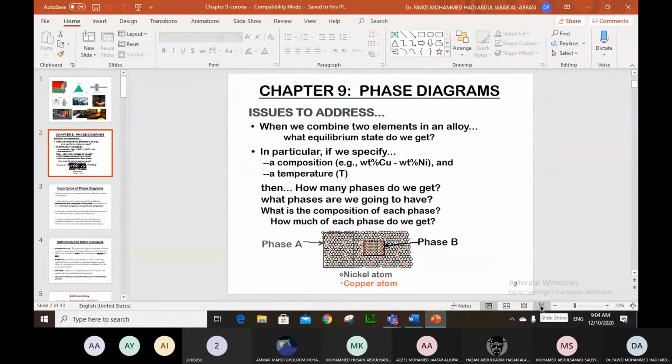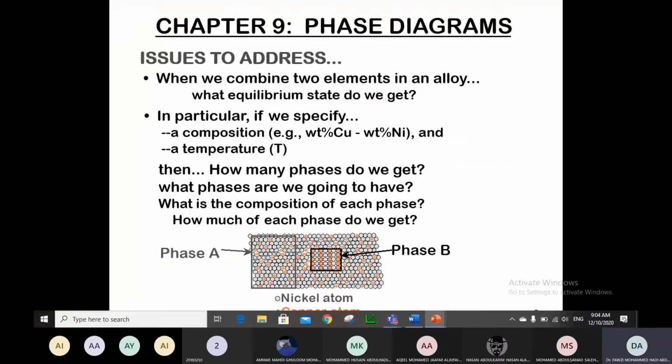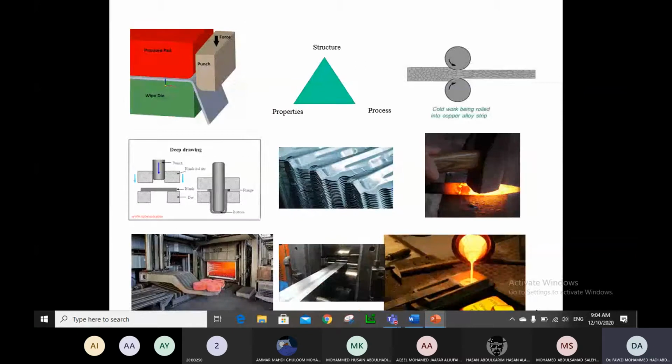So, last time we finished chapter 4. Today we are going to start chapter 9. In chapter 9, we are going to address the phase diagrams. Before we do that, let's look at this in order to have the motivation for this chapter, why we are going in this direction.